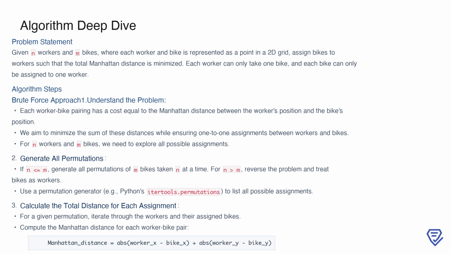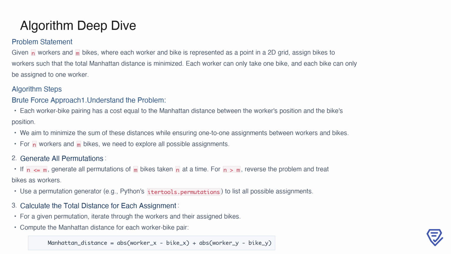In this problem, we are tasked with assigning bikes to workers on a 2D grid in a way that minimizes the total Manhattan distance. The Manhattan distance for a worker-bike pair is calculated as the sum of the absolute differences between their x and y coordinates. The condition is that each worker can have only one bike, and each bike can be assigned to only one worker. To solve this, the brute force approach involves exploring all possible assignments.